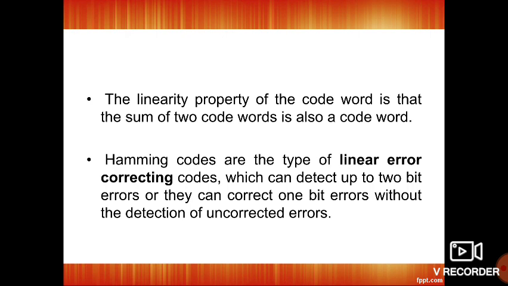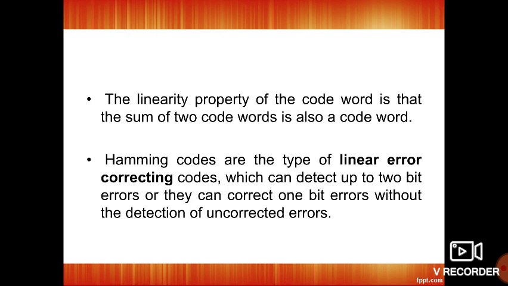The linearity property of the code word: the sum of two code words is also a code word. This is called the linearity property. Simply, this property states that if we add two code words, the sum of these two code words will produce a code word only. So the sum of two code words will also be a code word.